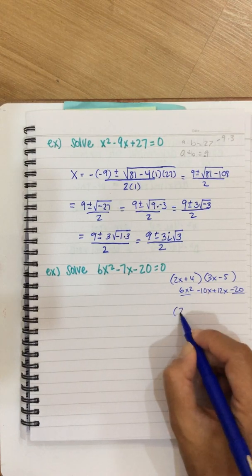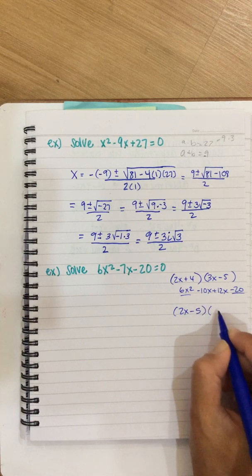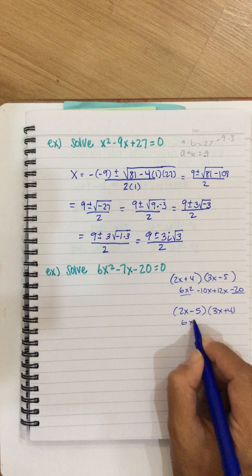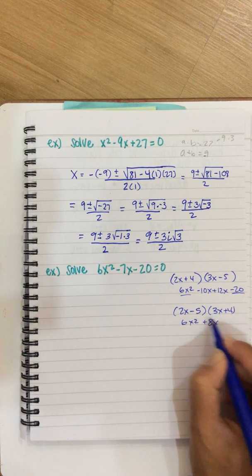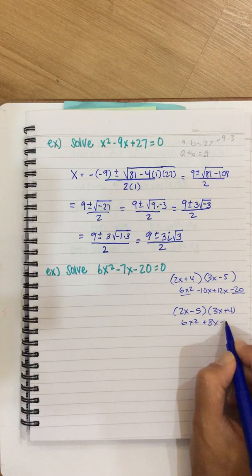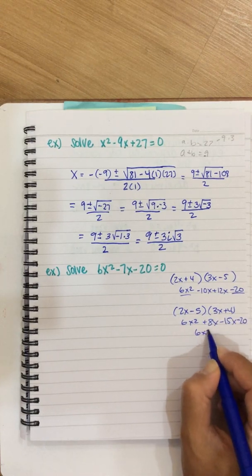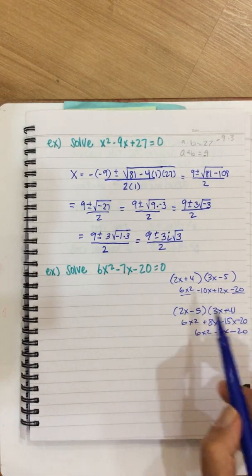What if I switched it? What if I did 2x minus 5 and 3x plus 4? That becomes 6x squared plus 4 times 2 is 8x minus 5 times 3 is 15x minus 20. Ooh, that works. Right? So this one can be factored.